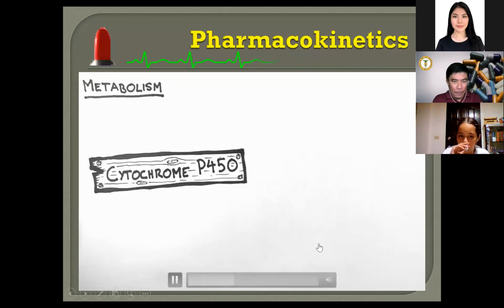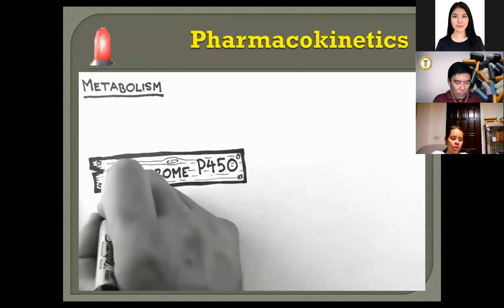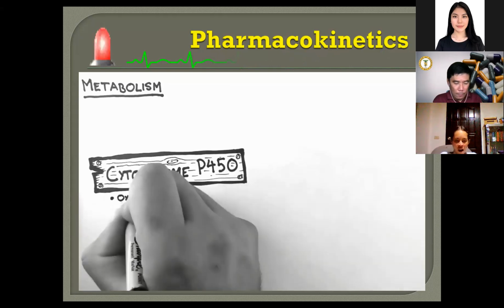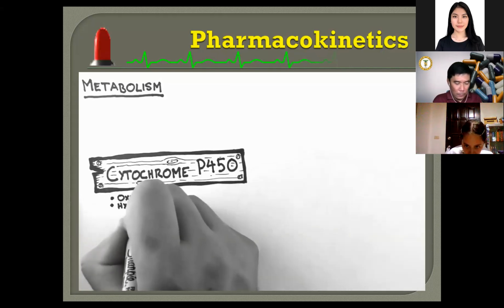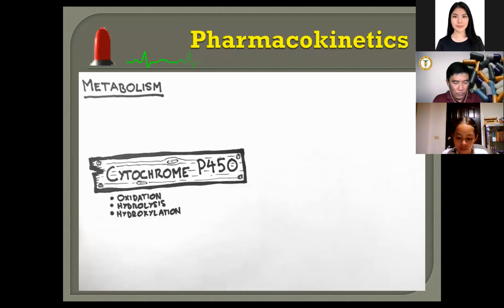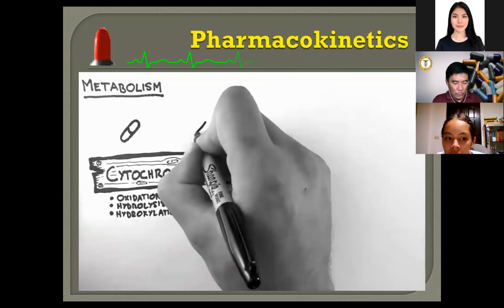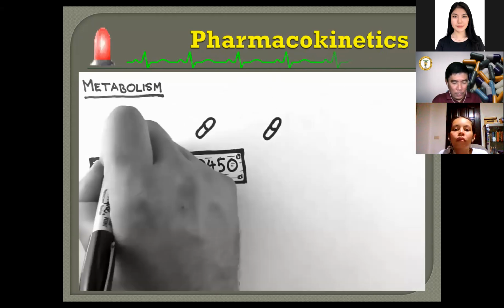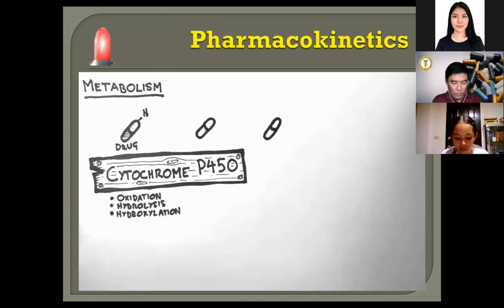Cytochrome P450 enzymes metabolize drugs through a variety of processes. These include oxidation, hydrolysis, and hydroxylation. So let's have a look at how this works, and I'll try and keep the organic chemistry to a minimum. Here is a drug, and this drug has a hydrogen attached to it. This hydrogen is going to be the target of our cytochrome P450 enzyme.